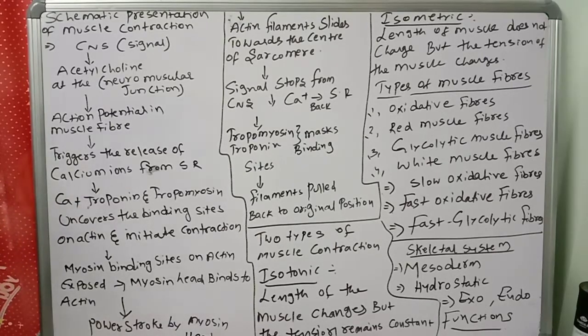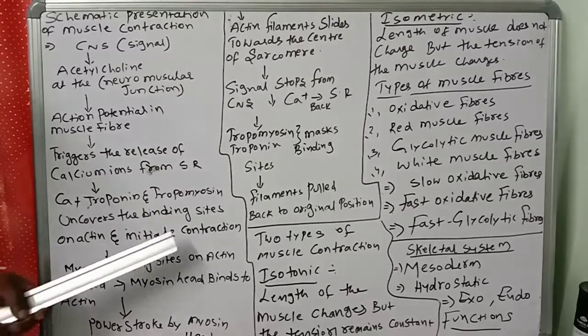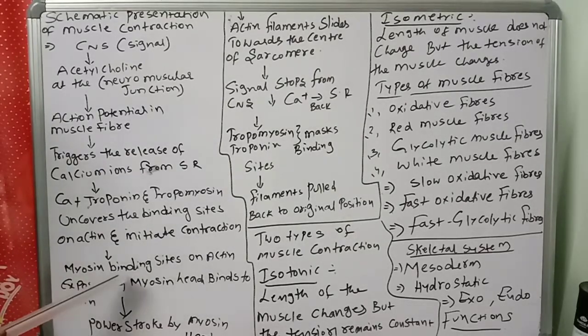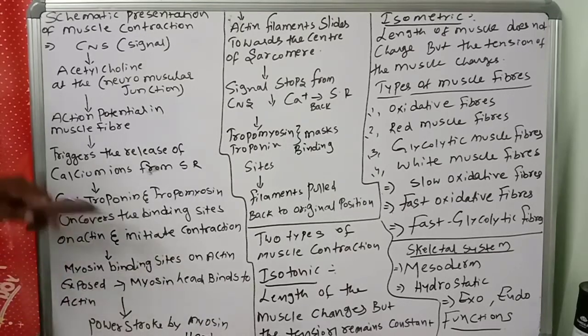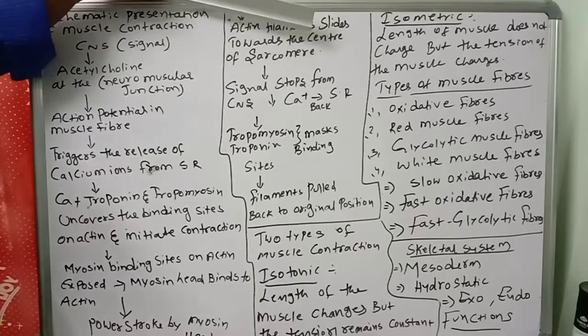Then that triggers the release of calcium ions. From where? You know very well, the calcium ions are present in the sarcoplasmic reticulum. Those calcium ions bind with troponin, and tropomyosin uncovers the binding sites on actin and initiates the contraction. So the myosin binding sites on actin are exposed, the myosin head binds to the actin, and a power stroke by the myosin head makes the actin filament slide towards the center of the sarcomere.